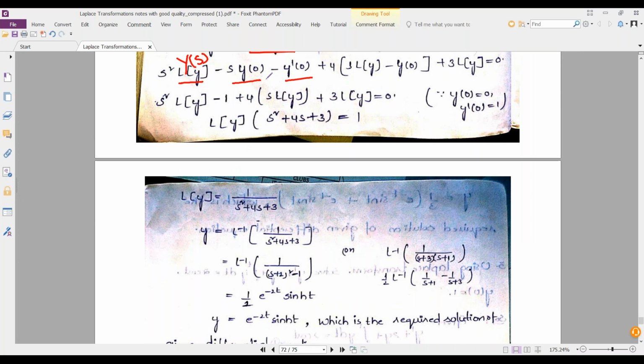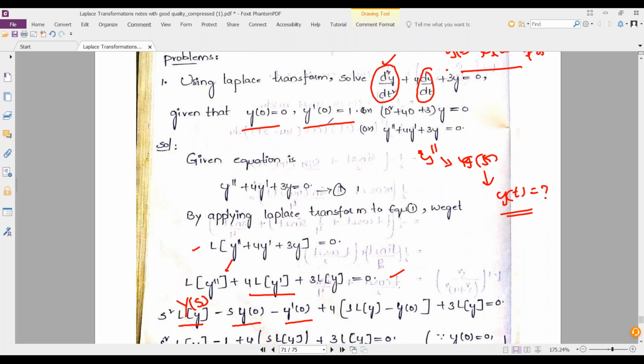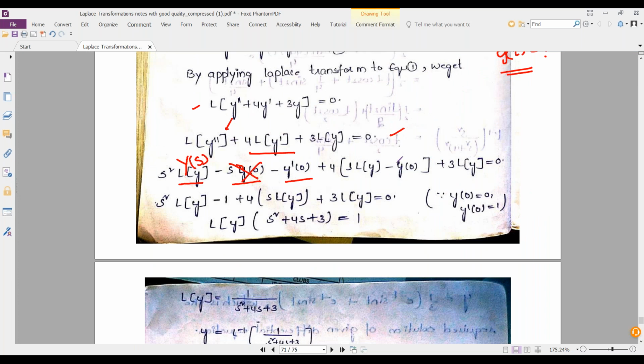S square L of y. In that, y of 0 is defined already: y of 0 equal to 0, y dash equal to 1. So obviously this term will be 0, that term will be 0, even this term also 0. So the only non-zero terms are here: s square L of y minus 1, plus 4 times L of y, plus 3 times L of y.